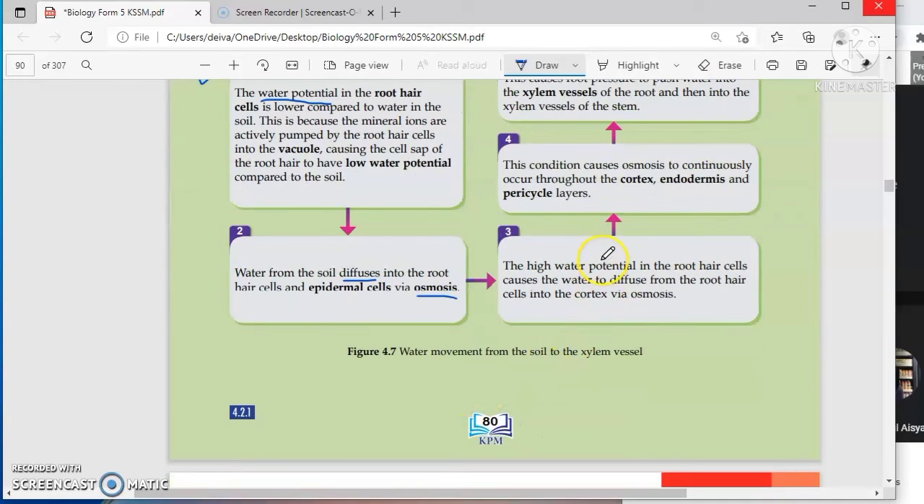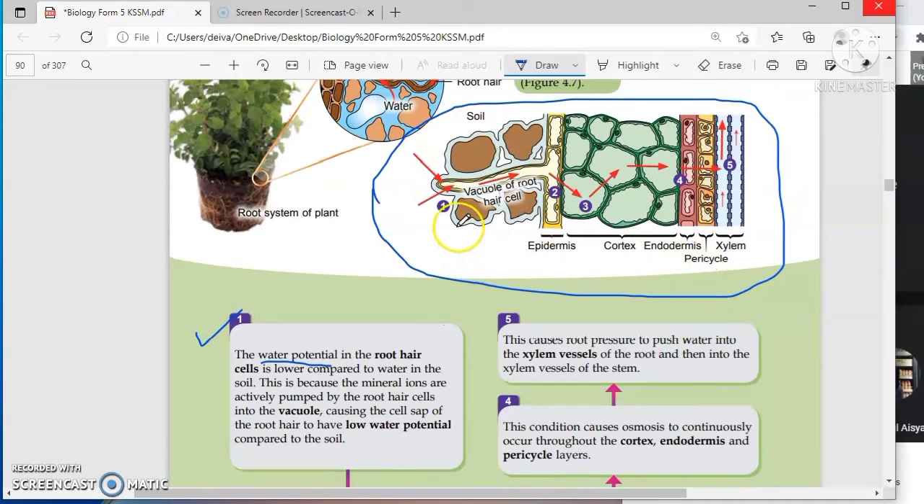Okay, number 3, what happened? The high water potential in the root hair cell caused the water to diffuse from the root hair cell into the cortex by osmosis. So just now the soil got high water potential, so it goes to the root hair cell. When the root hair cell has high water potential compared to the cortex, the water will move to the cortex, diffuse into the cortex by osmosis.